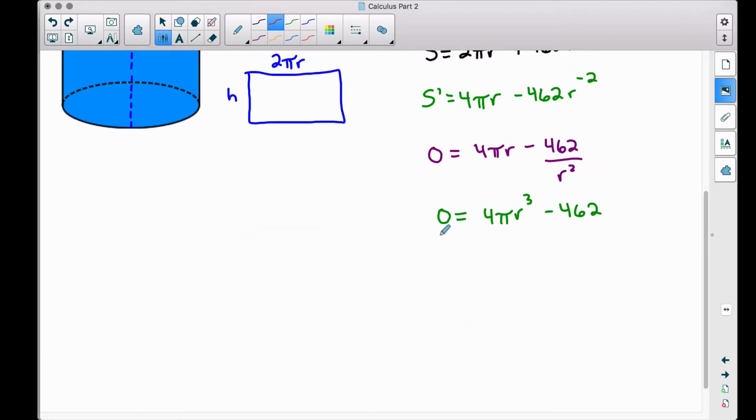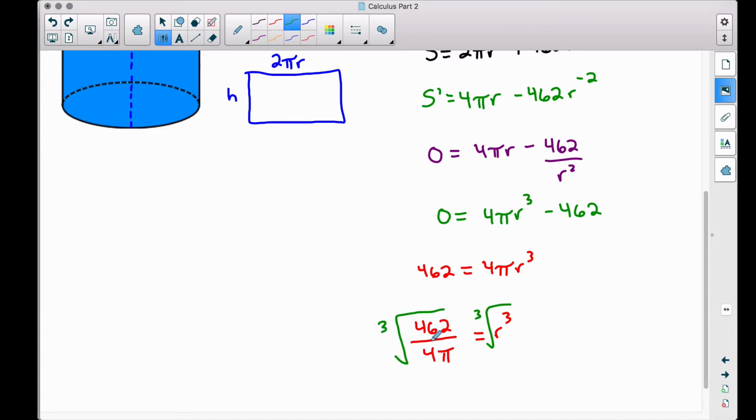Adding the 462 to both sides, we have 462 is equal to 4 pi r cubed. And then if we divide by the 4 pi on both sides, we will have 462 over 4 pi is equal to r cubed. Sure, we could simplify this if we want, but if you recall, I'm going to go back up in a minute and show you, we're trying to find the height. So I'm just going to go ahead and get this radius by itself by taking the cube root of r cubed and the cube root of this side as well. Therefore, our radius is equal to the cube root of that stuff.